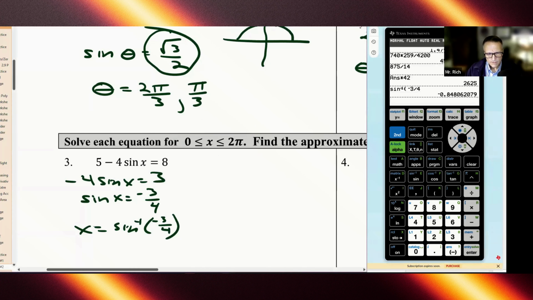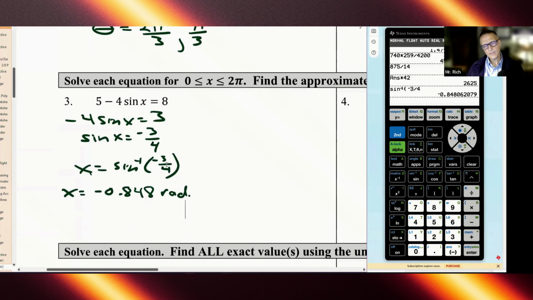Okay, so one of the answers to this is -0.848 radians. Now, why did it give me that, right? Why didn't it give me the value all the way around? Because that would be in the fourth quadrant right there. Now, why did it not?